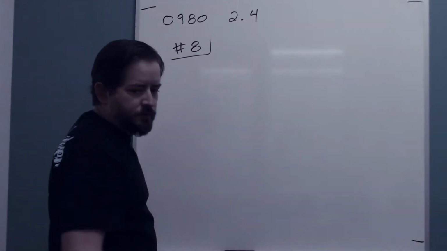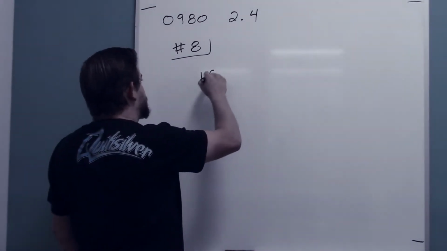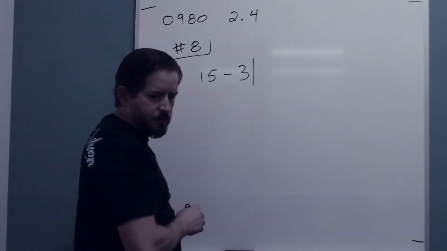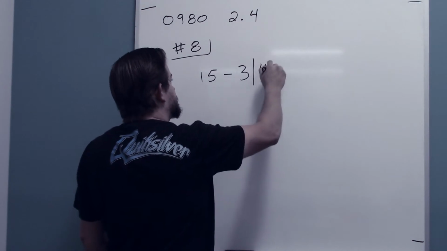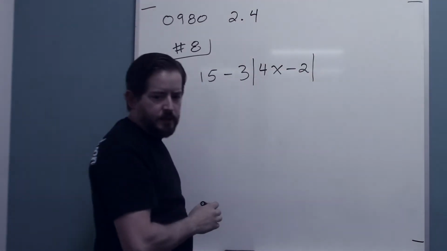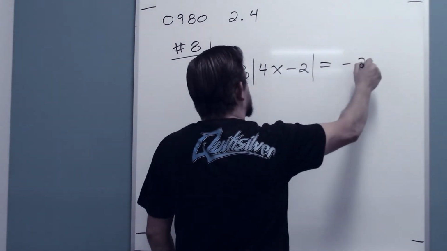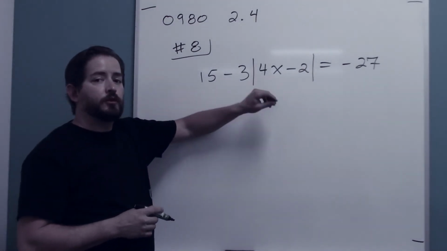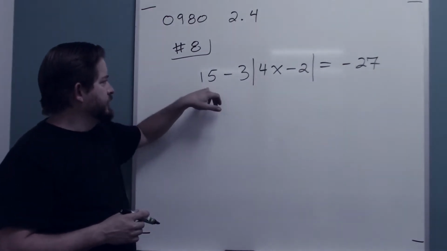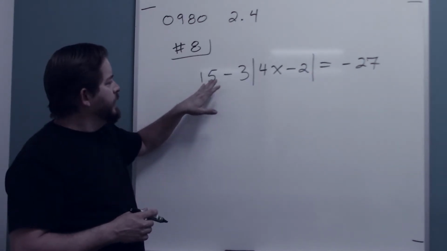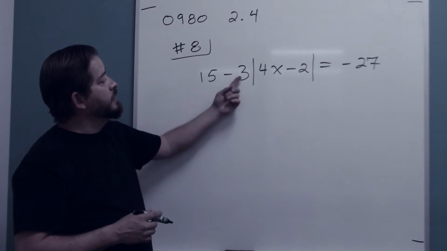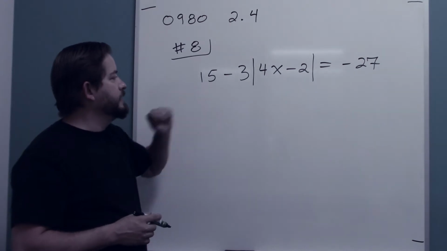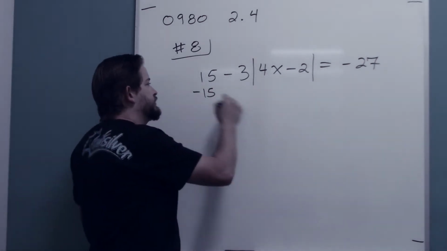In number 8, we have a bunch of other stuff hanging around first. So I've got this 15 minus 3 times the absolute value of 4x minus 2, and that is equal to negative 27. Okay. So you'll want to clear out all of the junk away from the absolute value before you break it into those two equations. I'm going to start here by subtracting 15 from both sides. And again, don't try to do this 15 minus 3 because you can't. This 3 is kind of hooked onto this absolute value as a multiplier. So I can't combine these, right? What I want to do though is minus 15 from both sides.